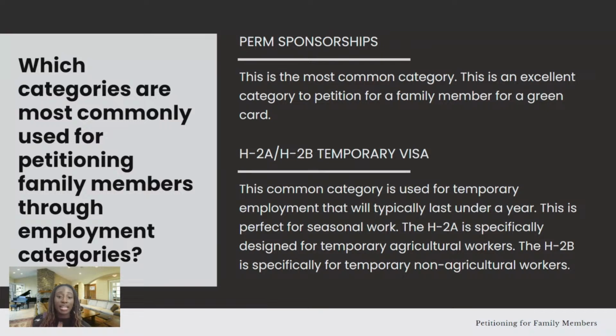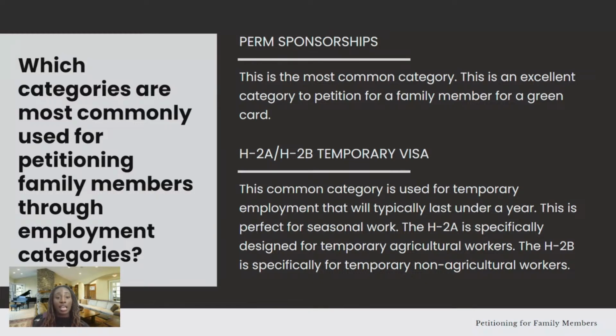Now, the H-2A and H-2B are two big categories that are used for temporary visas for family members. And that's because you're able to get your family member here and do short time work, and then they return. And as long as they stay home for the home residency requirement of 3 months, they're able to apply for a new H-2A and H-2B and come work again. And for this category, it is not a green card, it is a temporary visa. And although it can be extended for up to 2 years, you typically see the validity period on these visas to be a year or less.